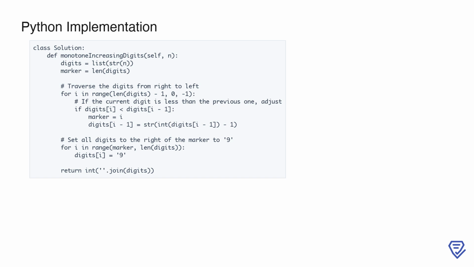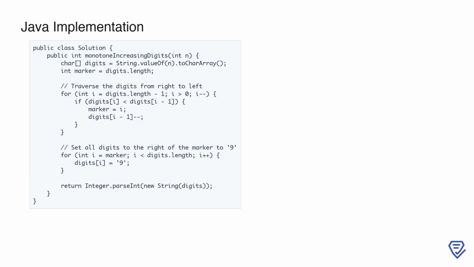This makes the solution both optimal and easy to understand. This is the Java implementation of LeetCode problem number 738, monotone increasing digits. The logic mirrors the Python implementation, with adjustments for Java-specific syntax and type declarations.